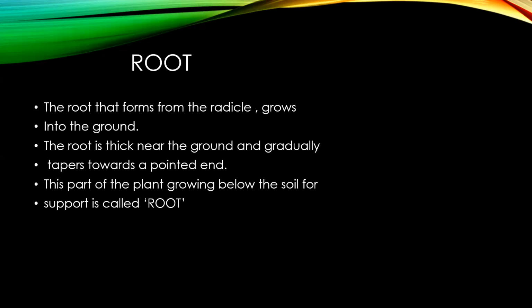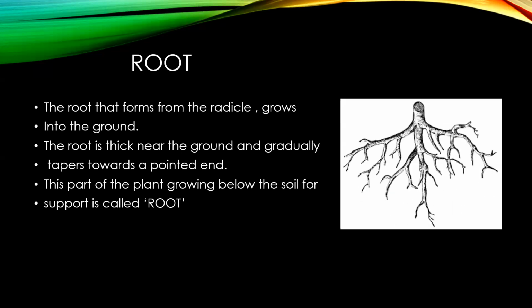Root. The root that forms from the radicle grows into the ground. Now the radicle which we have seen after the seed gets germinated slowly develops into a root. The root is thick near the ground and gradually it tapers towards the end. You can see over here the root is thick at its base, and as it goes down it starts tapering. This part of the plant growing below the soil for support is called root. So this you will find in the root system, that is below the soil, and the main function of the root here is to support the plant.